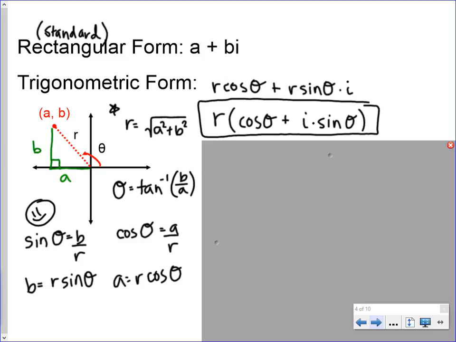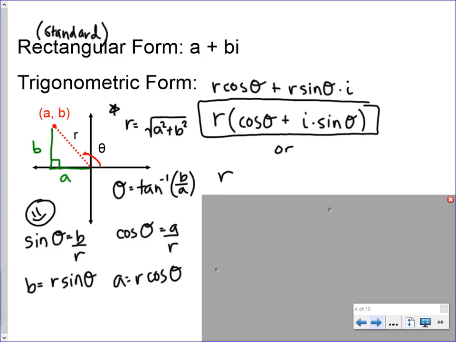And it looks like this. R kiss theta. Make a mental note to yourself. Kiss is not a real trig function. Okay, there is only sine, cosine, tangent, cosecant, secant, cotangent. Okay, so kiss is not a trig function. Kiss stands for cosine theta plus I times sine theta. It's just that you don't have to write all that stuff out if you don't want to.